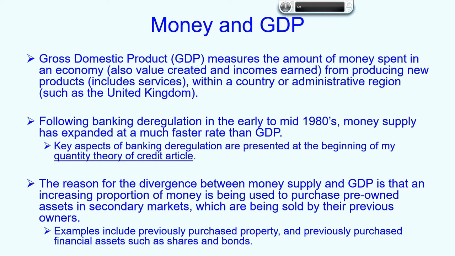So just to recap on a couple of terms I mentioned there. So first of all, gross domestic product, also referred to as GDP, which measures the total amount of money spent in an economy on new goods and services. In addition, GDP can also be measured using the total value added created by businesses within a country, because the total expenditure also equals the amount of value added created by businesses.